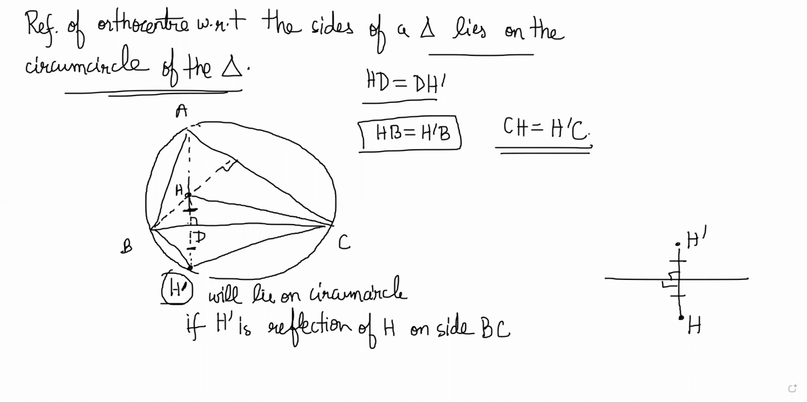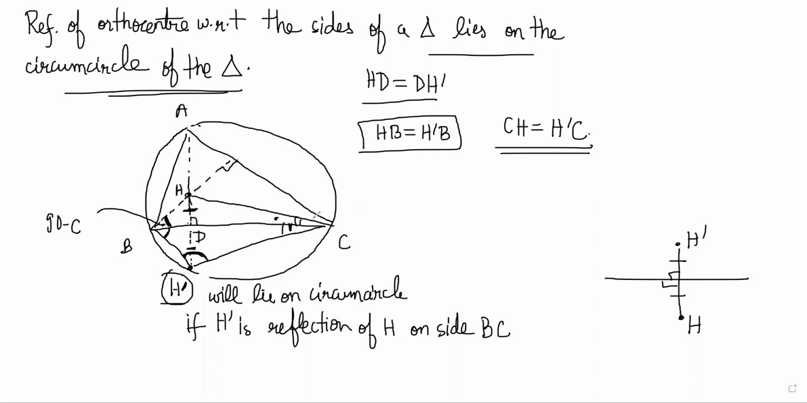Sir, if we can prove angle BH dash C equals 180 minus A, then it follows that ABH dash C is a cyclic quadrilateral. Correct, that can be done, because angle BHD and angle BH dash D are equal by this congruency. This angle is equal to this angle, right? So now you will get this angle. Can someone tell me what this angle is? This is 90 minus C, right?